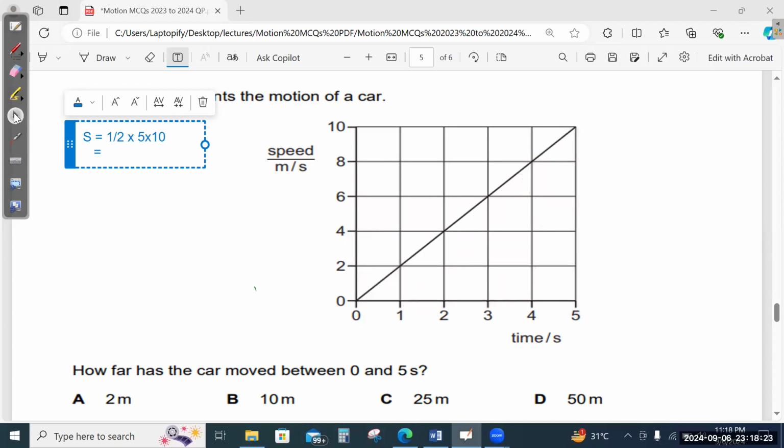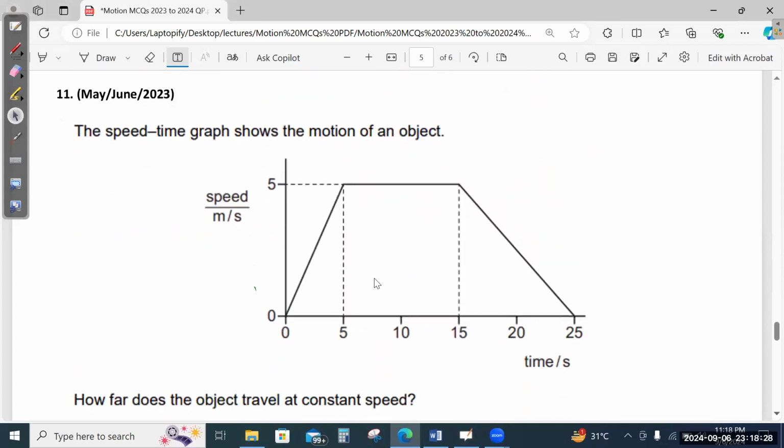So next is the speed time graph shows the motion of an object. This is the speed time graph. How far does the object travel at constant speed? It means you have to check the region where the body is moving with constant speed. Then look at that region. In a speed time graph, if you see a horizontal line, it means this line shows that the body is moving with constant speed. And I remind you, recall my first sentence.